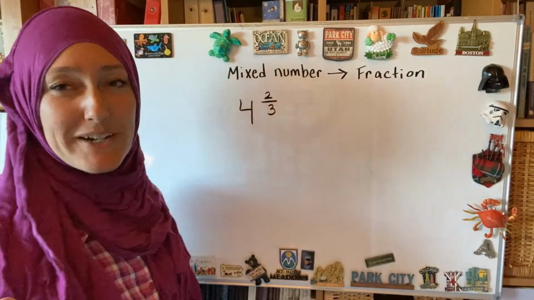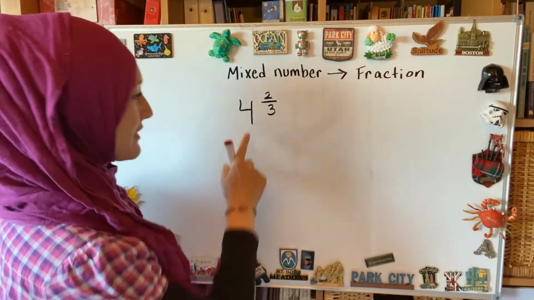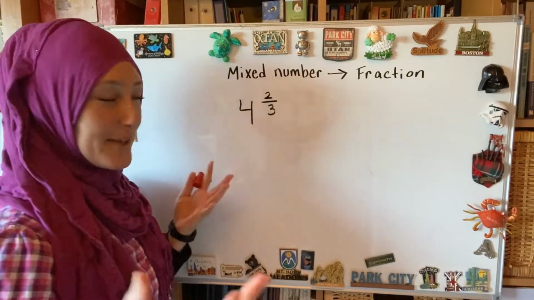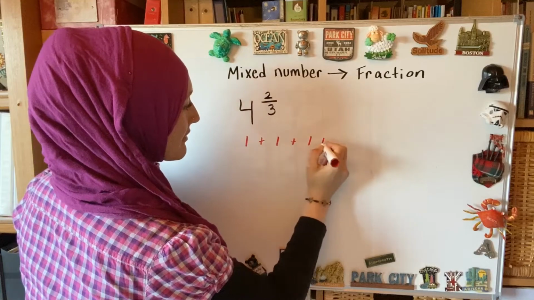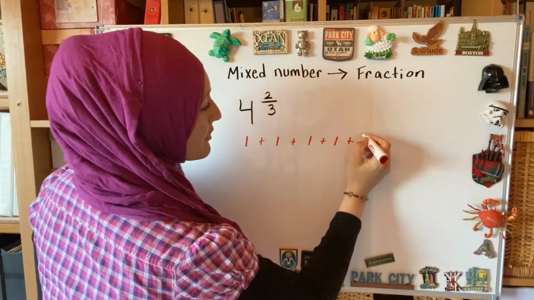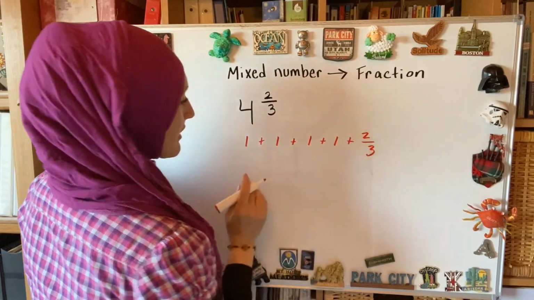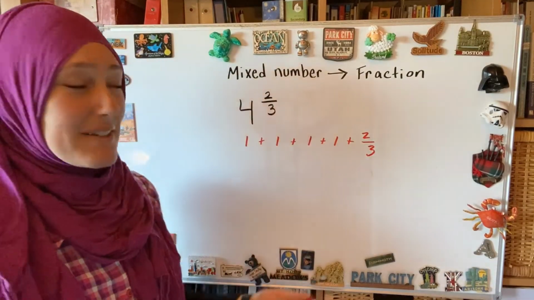Okay, 4 2/3. Write it down and try it, and then check your work. So I need to represent my 4s as 1s, plus my leftover. Then each of my 1s get represented as fractions.